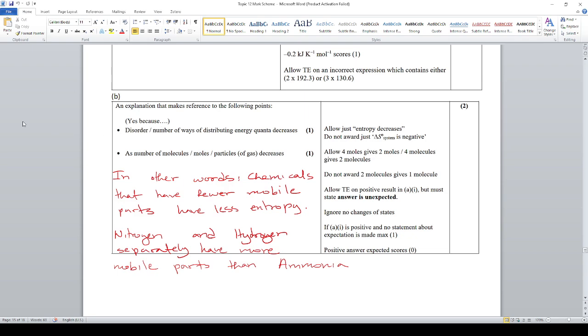Because the number of ways of distributing energy quanta, again, this is very physicsy, but what it's saying is the ways to distribute the particles, and these particles contain energy through their movement, through their electrons and all that. The number of ways to arrange the mobile parts of this substance has increased when it goes from N2 and H2 into NH3. Chemicals that have fewer mobile parts have less entropy. Nitrogen and hydrogen separately have more mobile parts than ammonia, right? So that's all there is to it.